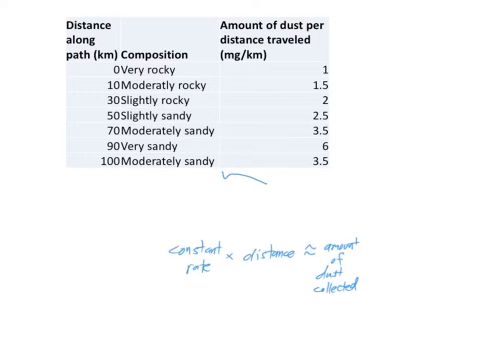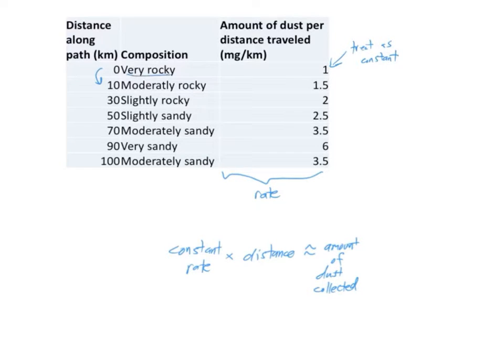So one of the first things is to recognize that the data given is in rates. And these are given in the amount of dust per kilometer. So to approximate how much dust accumulates over any interval, we need to multiply that given rate by a distance traveled.